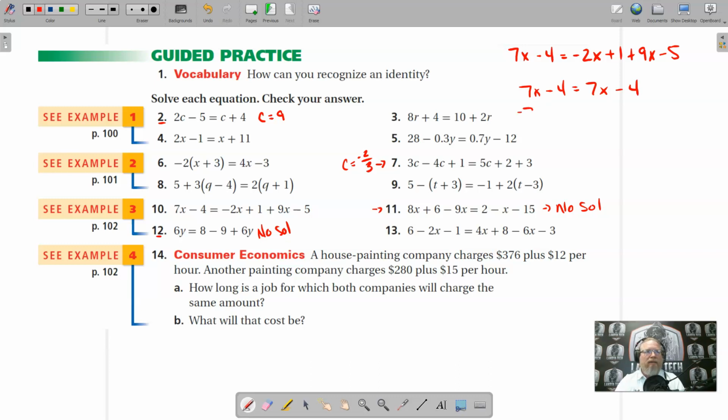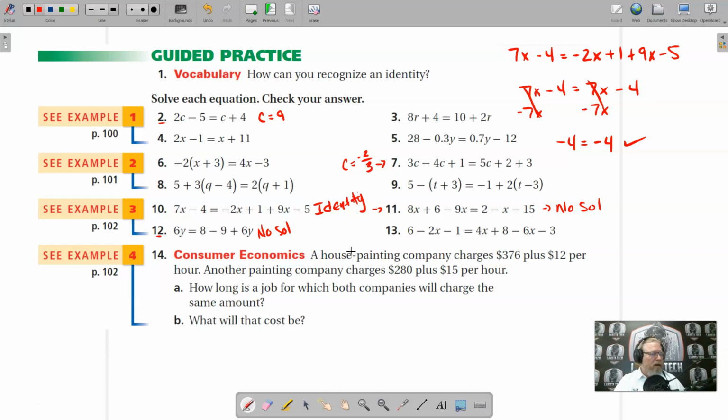So let's subtract 7 x's, because we're going to say, okay, we're trying to get our x's on one side. Those will cancel each other, leaving me with negative 4. And those will cancel each other, leaving me with negative 4. And indeed, negative 4 equals negative 4. So this one here is an identity. Can't spell today. So, infinite number of solutions.